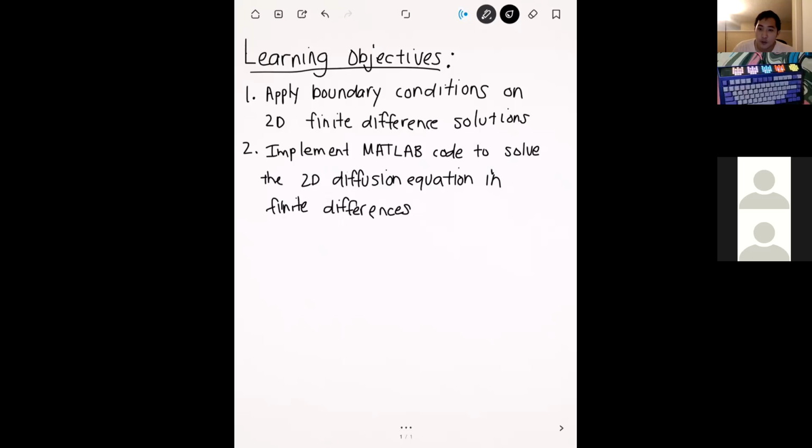If you can open up MATLAB and open up that script, we probably won't use it until about 15, 20 minutes into the class, but if you have it open, then you'll be ready to go once we get there. Yep. So if you go to week 5 on the Canvas site, at the bottom of that page, there's a MATLAB starter code for 2D diffusion with finite differences.